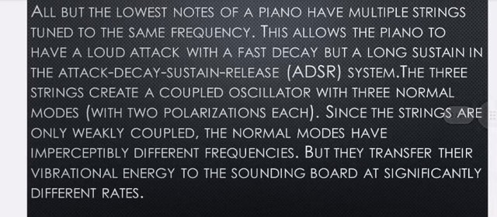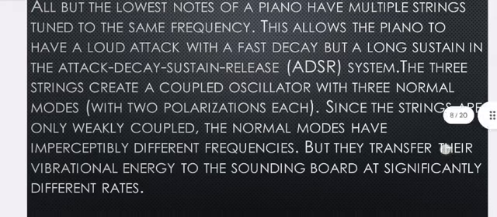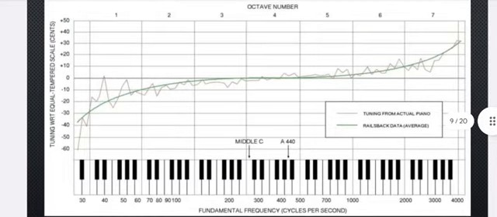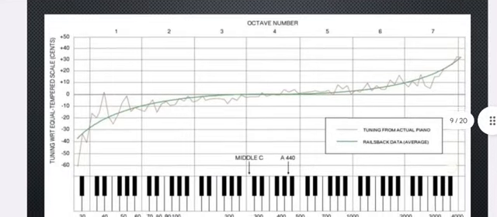All but the lowest notes of a piano have multiple strings tuned to the same frequency. This allows the piano to have a loud attack with a fast decay but a long sustain: attack, decay, sustain, release, the ADSR system. The three strings create a coupled oscillator with three normal modes. Since the strings are only weakly coupled, the normal modes have imperceptibly different frequencies, but they transfer their vibrational energy to the sounding board at significantly different rates. This is the fundamental frequency of oscillations.